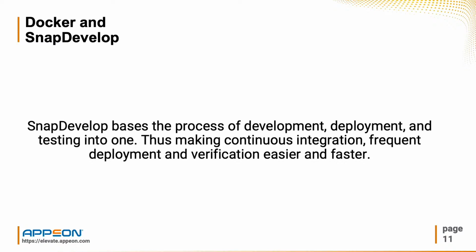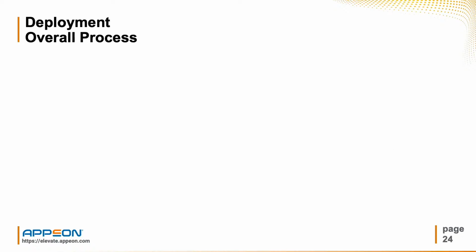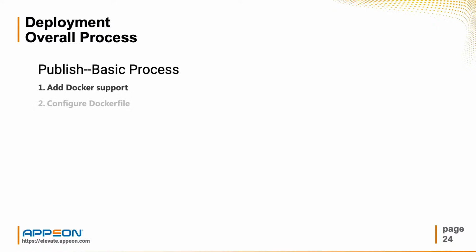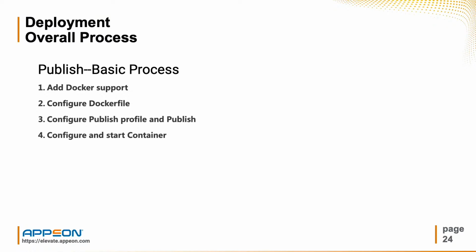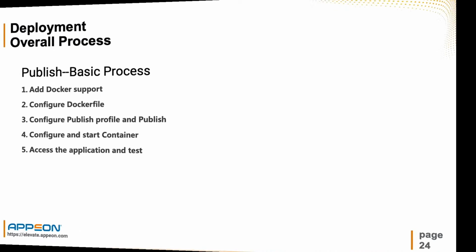SnapDevelop bases the process of development, deployment, and testing into one, thus making continuous integration, frequent deployment, and verification easier and faster. Deployment overall process. The publish basic process is we need to add a Docker support file, configure the Docker file, configure publish profile, and then publish. Configure and start the container, and then finally access the application and test.